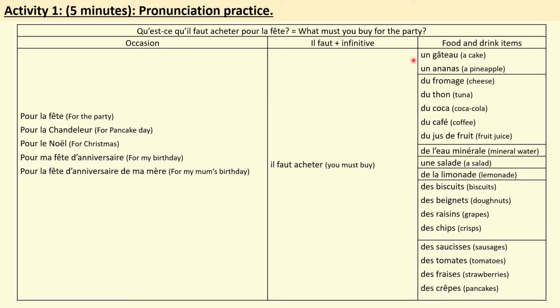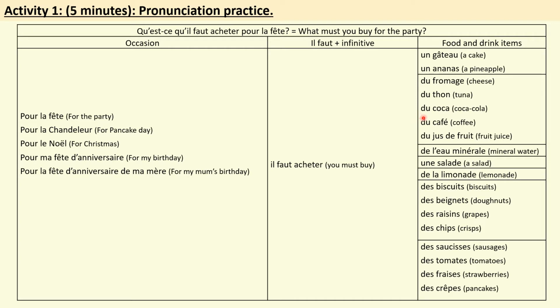Okay. You generally will need to buy a cake for all of these different celebrations, maybe with the exception of Pancake Day. Écoutez et répétez, un ananas. Écoutez et répétez, un ananas. Your turn. Good. We know cheese. Here's a new one. Écoutez et répétez, du thon. And again, du thon.